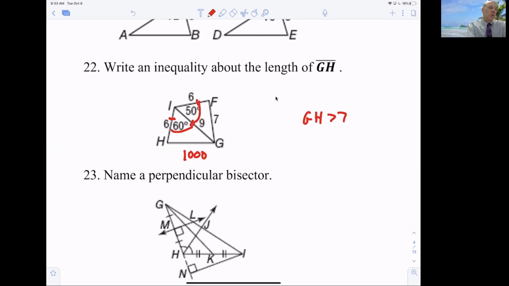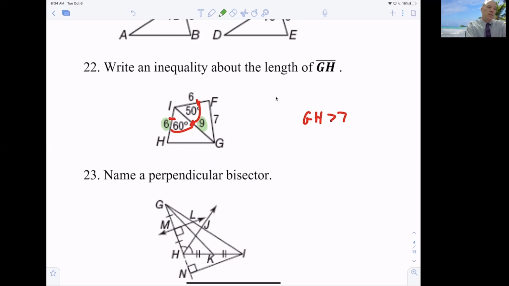No. The third side has to be less than the sum. Oh, so it's less than 15. It has to be less than 15, right? Has to be less than 15. How'd you get 15? 9 plus 6. Is everybody with me? The third side has to be less than the sum.